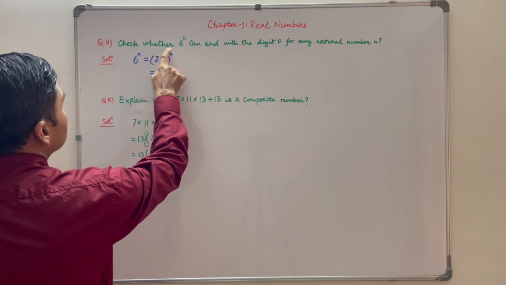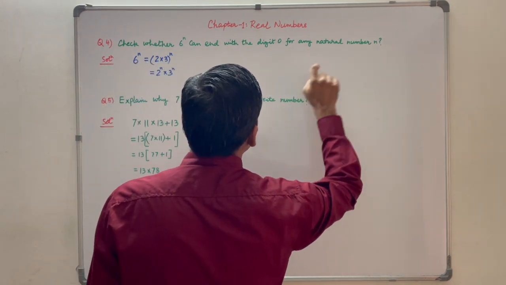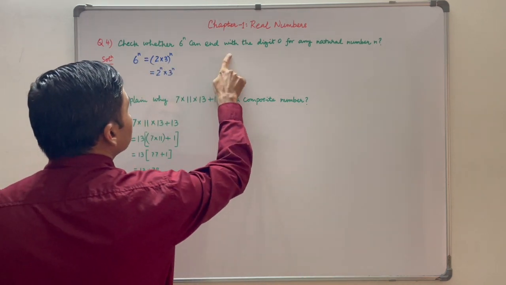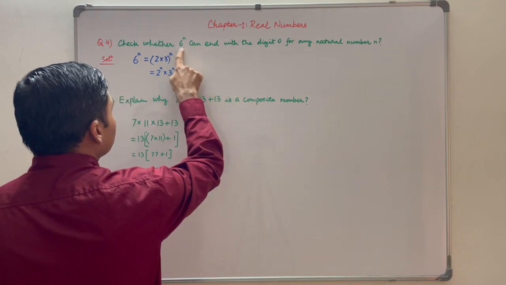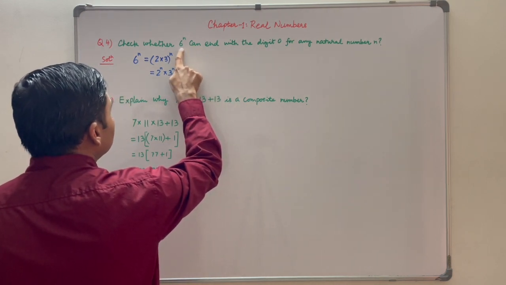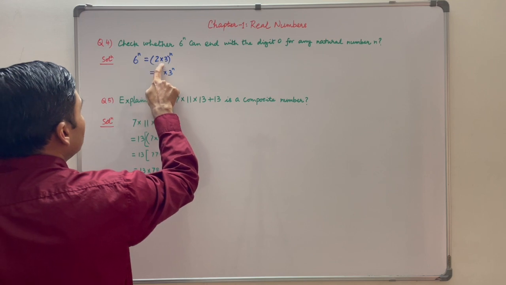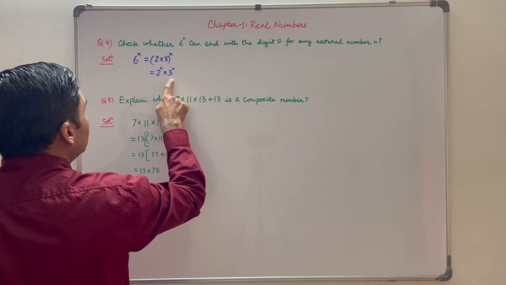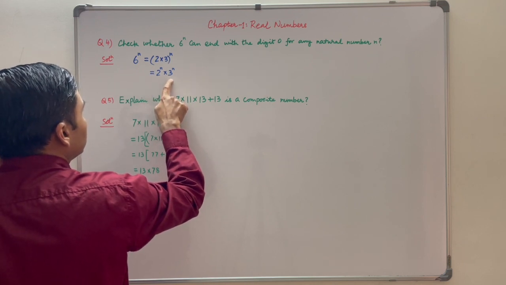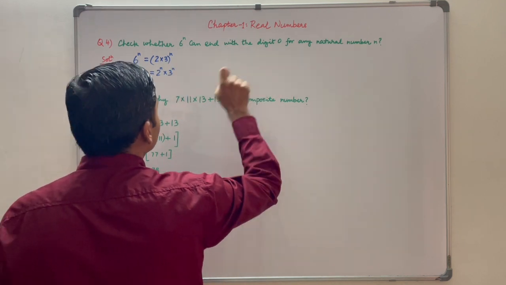Fourth question, check whether 6 to power n can end with the digit 0 for any natural number n. We know that any number which ends with 0 is divisible by 5. It means 6 to power n should be divisible by 5. It means it must have a factor 5 in it. So let us see. 6 to power n can be written as (2 into 3) whole to power n. That means 2 to power n into 3 to power n. Clearly, it will never have a factor 5. So 6 to power n can never end with digit 0.